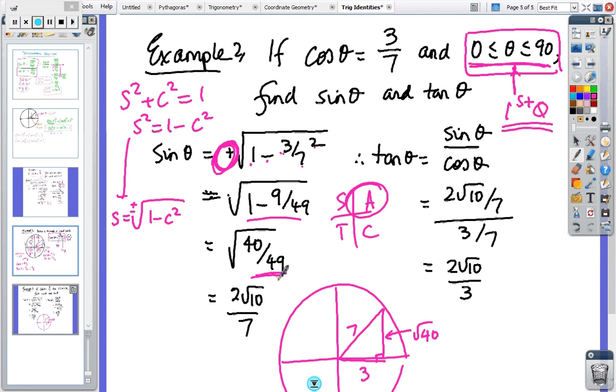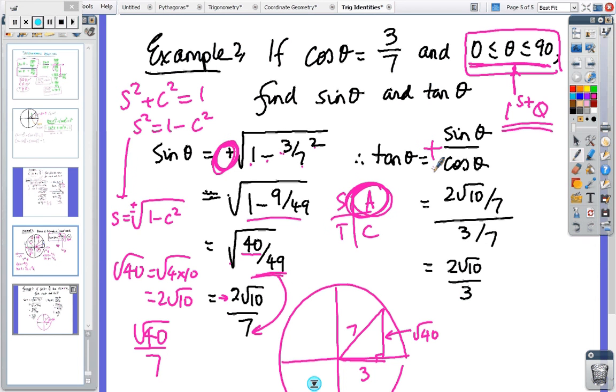Now, your surds may not be great, but the square root of 49 is 7, and the square root of 40 is the same as 4 tens. 4 tens are 40, and square root of 4 is 2. So the numerator, the top line, becomes 2 root 10. But if you got panicky and just wrote square root of 40 over 7, you'd still get most of the marks, but the square root of 49 you must know is 7. And then to get tan, we're still in first quadrant, so tan must be positive. So it's sine over cos, the 7's cancel out, so just left with 2 root 10 over 3.